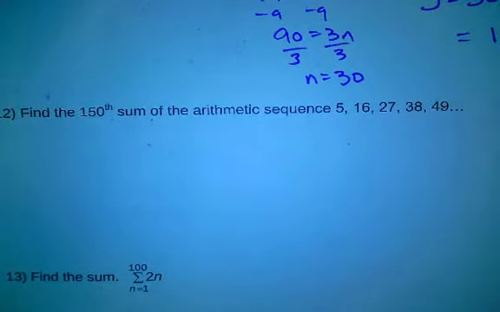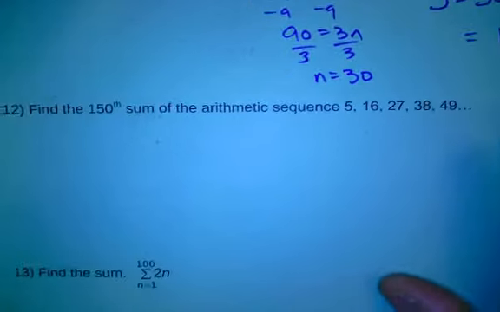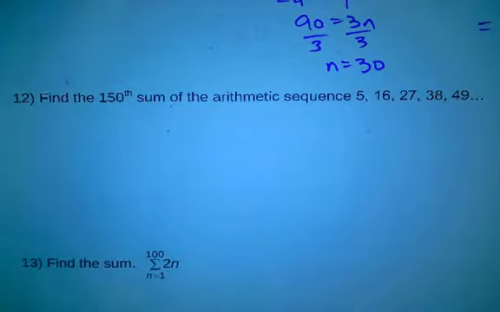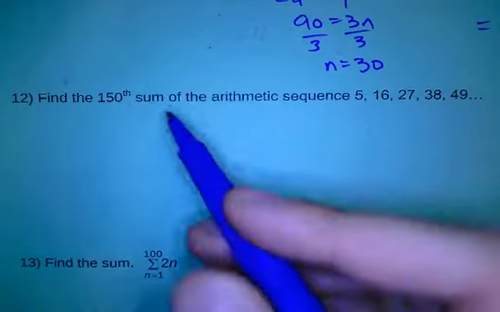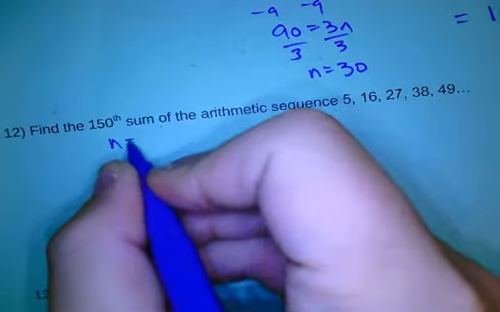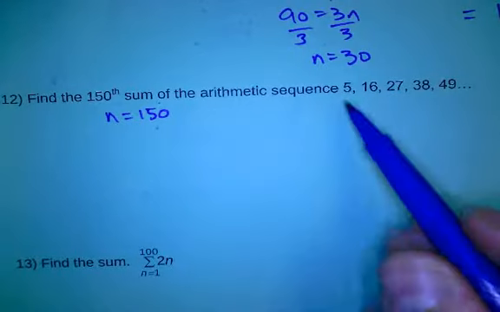Alright, let's go ahead and find the 150th sum of the arithmetic sequence 5, 16. Let me know when you're ready. Alright. Number 12. I'm asking the same information, but only giving you different pieces. That's what's going on here for these past couple problems. So this one gives me the 150th sum. So n is 150 of the series.